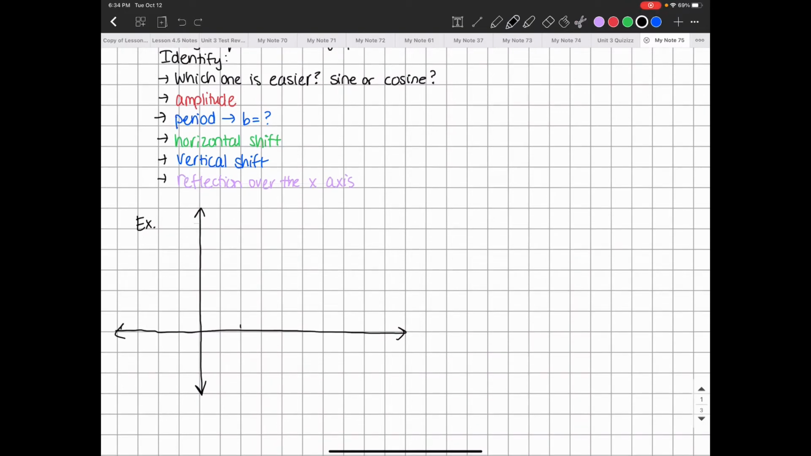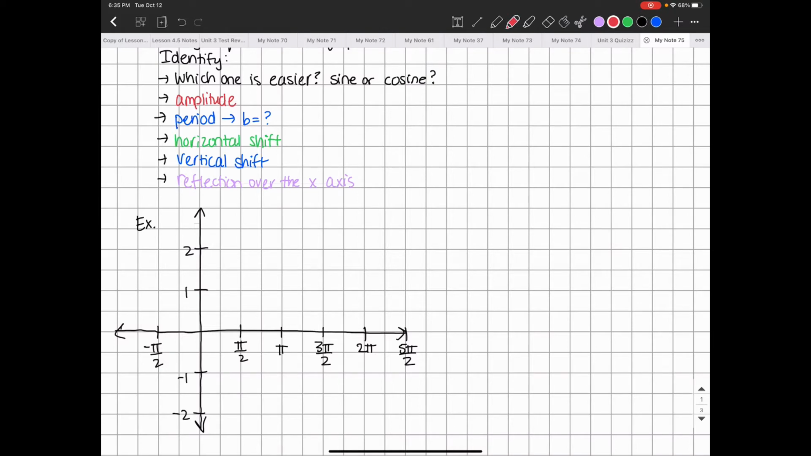If I count by pi over 2 for the horizontal part, so my scale is pi over 2, I have pi over 2, pi, 3 pi over 2, this is 2 pi, and then this would be 5 pi over 2. Over here would be negative pi over 2. On the y-axis, I'm going to make this a little bit longer down here, and I'm going to count by 1, 2, -1, -2, and then I'm going to place points.